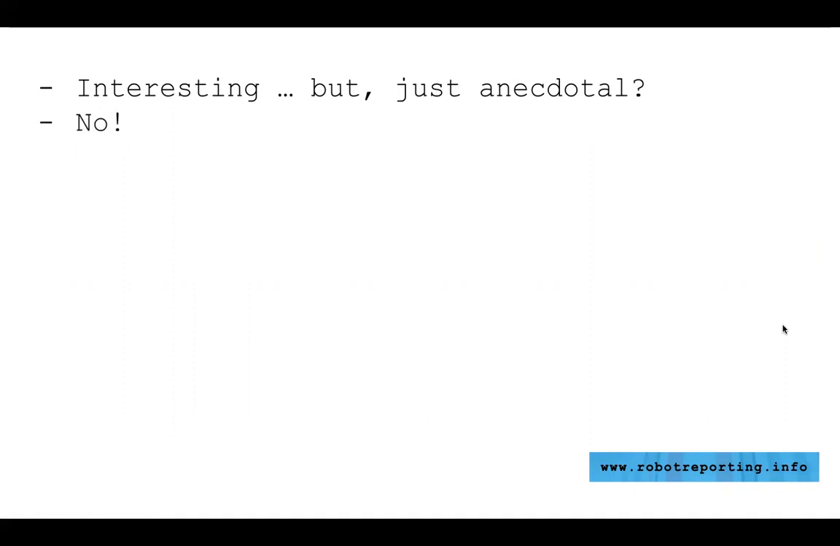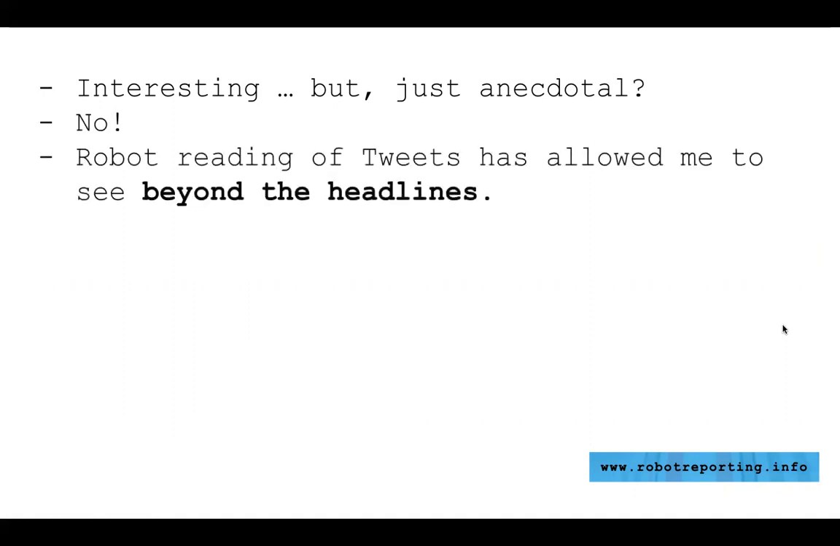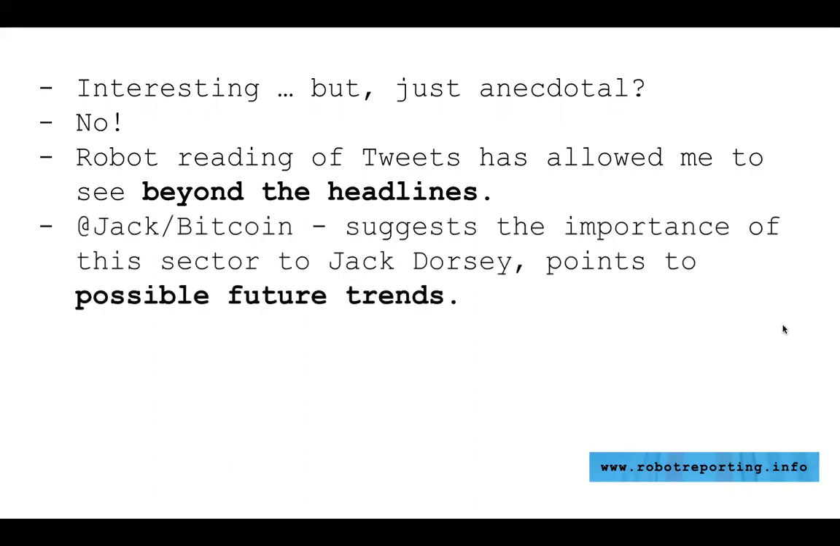Last week. So you could say, well, this is interesting, but is it just anecdotal, really? What can we do with this? I'll tell you, no, it's more than anecdotal. What the robot has found by reading these tweets for me, it has allowed me to see beyond the headlines, seeing that the messages going to the Twitter CEO aren't limited, even during a major news week about Donald Trump, they aren't limited to talking just about that. The messages about Bitcoin to Jack Dorsey, that really suggests just how important this sector is to Jack Dorsey. I think it points to possible future trends.